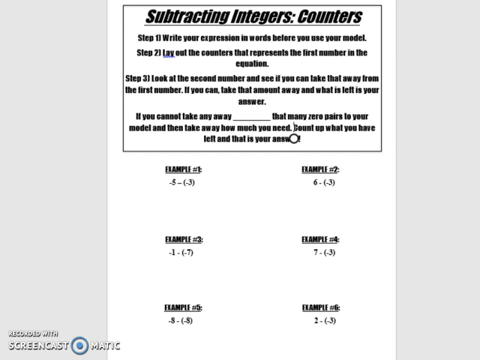What it means by that is if you look at example 1, it's -5 minus -3. So in words, that would be -5 take away -3. All right? Step 2, lay out the counters that represent the first number in the equation or expression. So our first number is -5. So we're going to lay out our counters or draw them. 1, 2, 3, 4, 5.